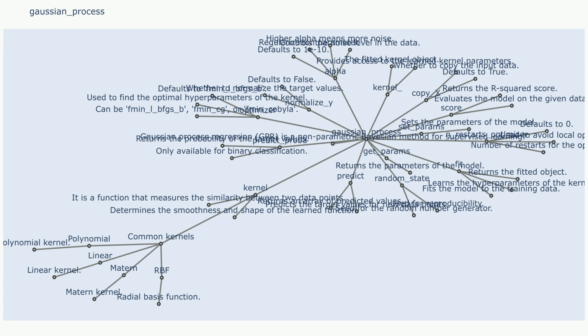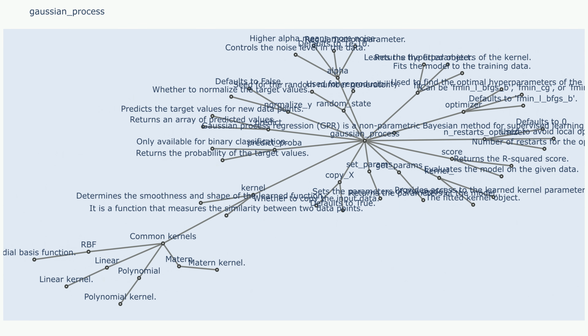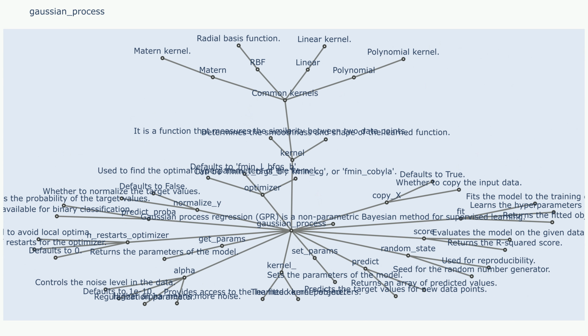Length scale sets the length scale of the kernel, which controls the smoothness of the resulting function. A smaller length scale leads to a more wiggly function, while a larger length scale produces a smoother function. Length scale bounds defines the bounds within which the length scale can be optimized. Alpha sets the noise level, which can be adjusted to control the balance between fitting the data and avoiding overfitting.